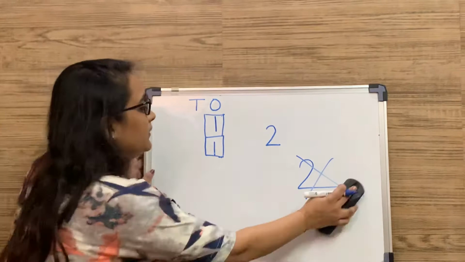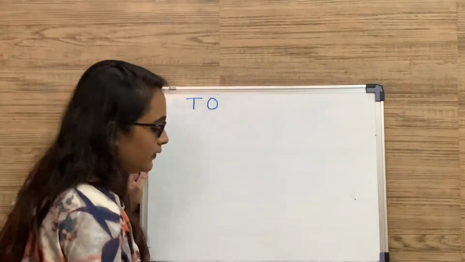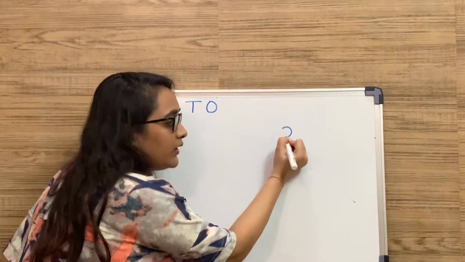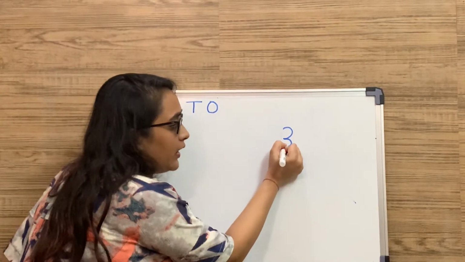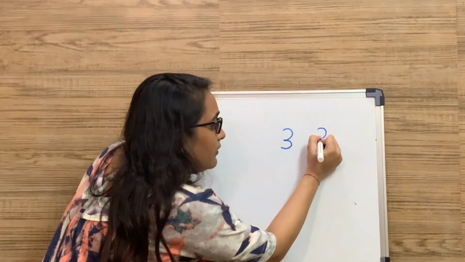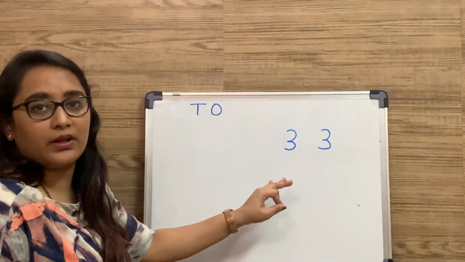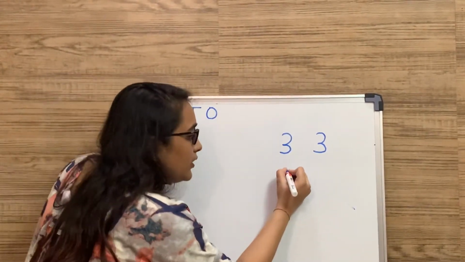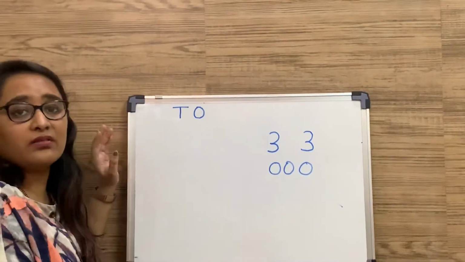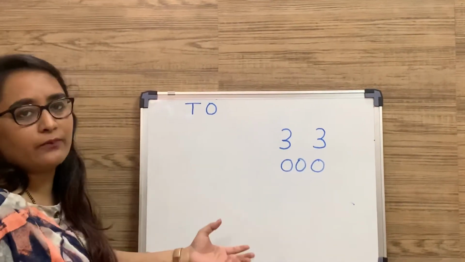Now the next number. Three: a half curve, again a half curve. Number 3, half curve, again a half curve. For 3, you can draw 3 circles. You can draw 3 bats, whatever you want. Decide what you can draw so that it will be familiar for them.